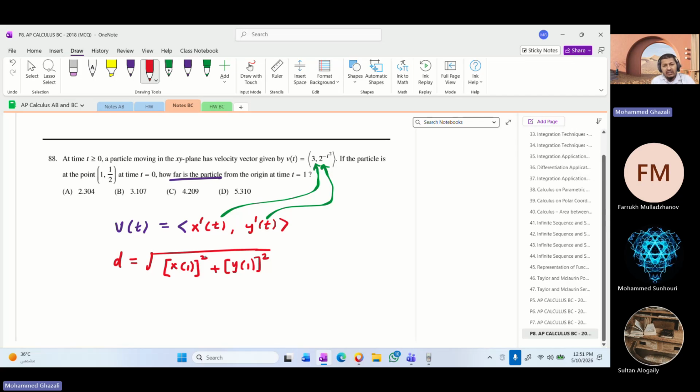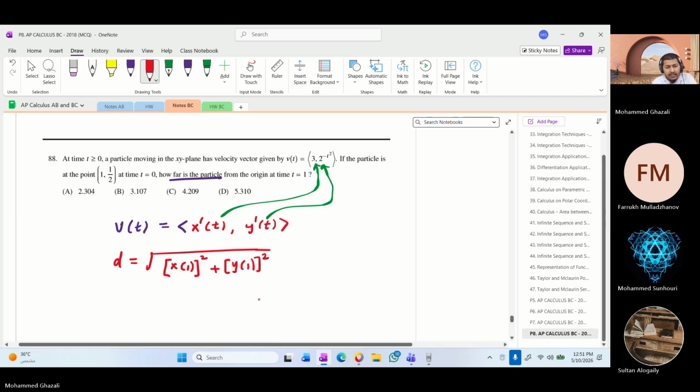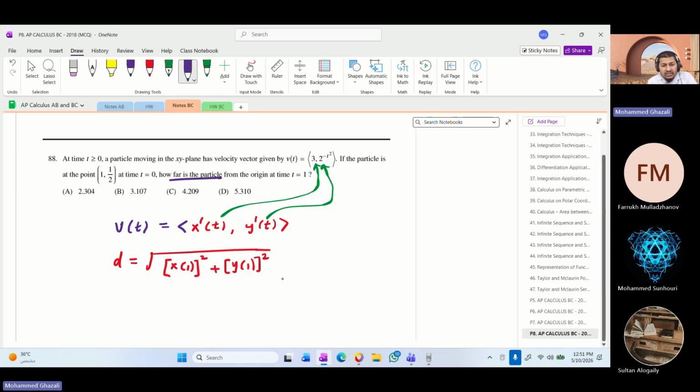Yeah, you're squaring here. You're squaring here, so you should be fine. Watch out. So what we need to do is, remember, this is the velocity in the direction of x. So we're on the position, right? And we need the position here.